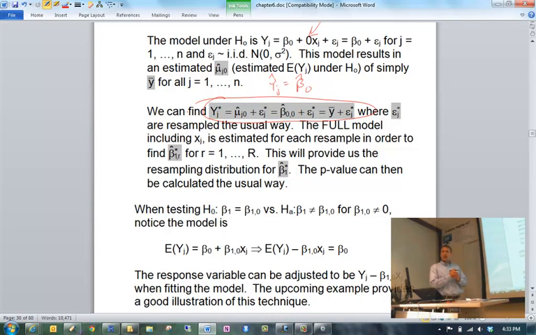Now, there are some simplifications that occur in a very simple model like this in terms of what these epsilon j stars can be. So, rj will be yj minus y bar over the square root of 1 minus hj. This hj, you can prove this to yourself. I discuss this a little bit in the notes later. It ends up being just simply 1 over n. Just the hat matrix diagonal.